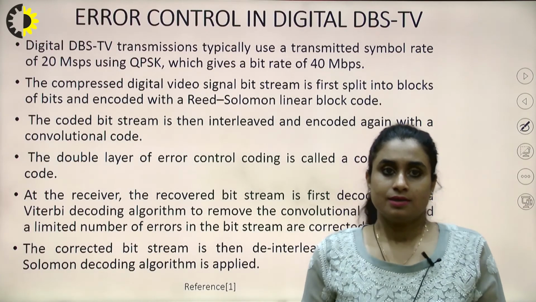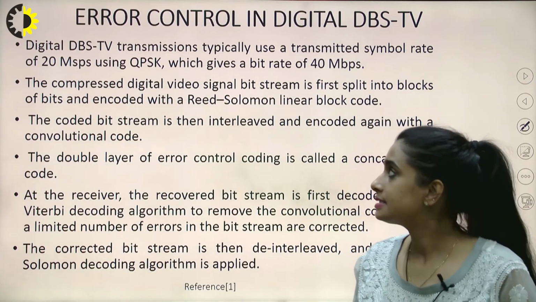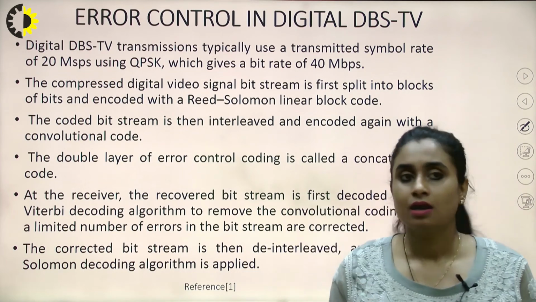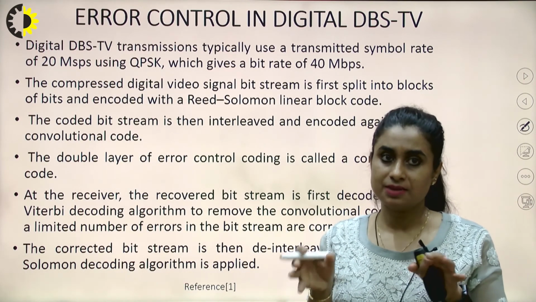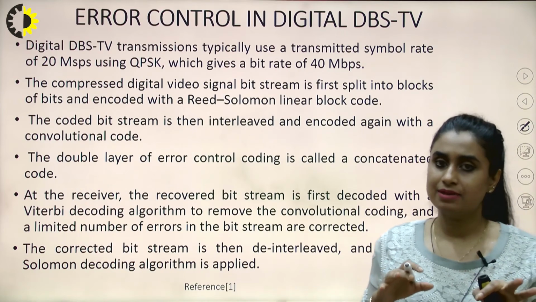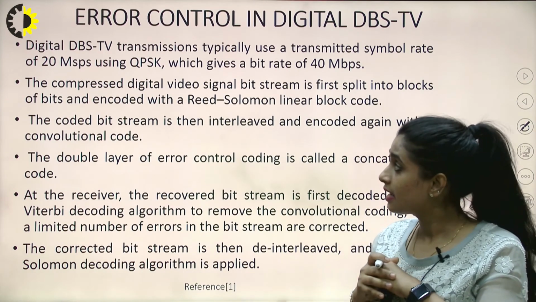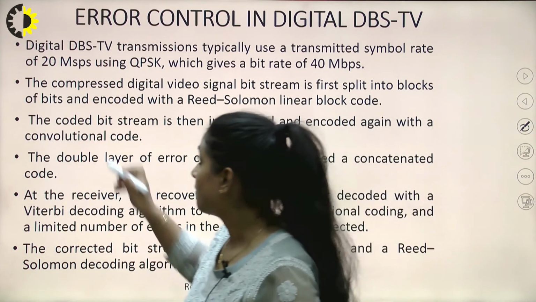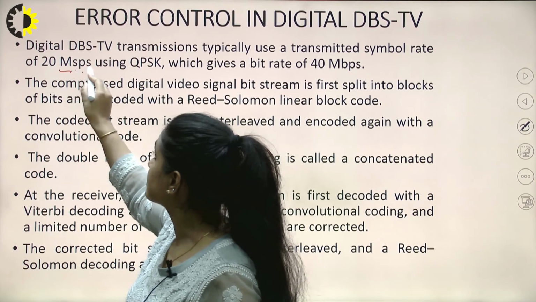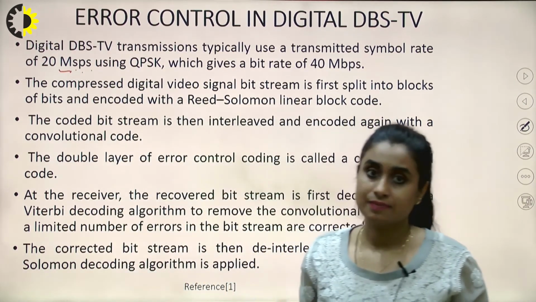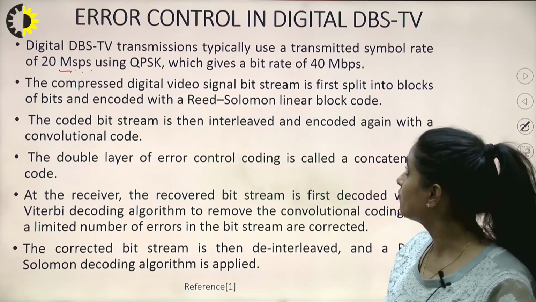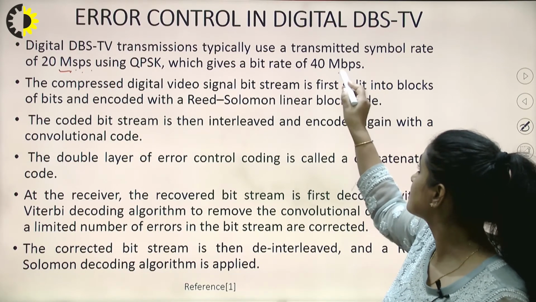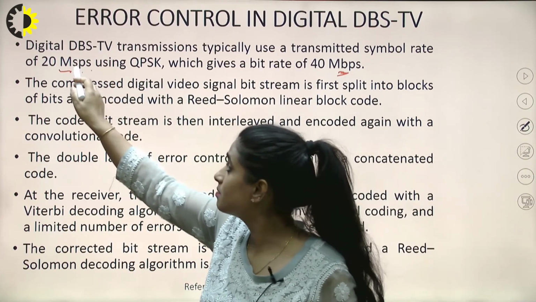So how it works, let's go through it. In my digital DBS-TV, transmissions typically use a transmitted symbol rate of 20 megasymbols per second, not megabits, megasymbols, using QPSK, which gives a bit rate of 40 Mbps. This is bits per symbol, right?